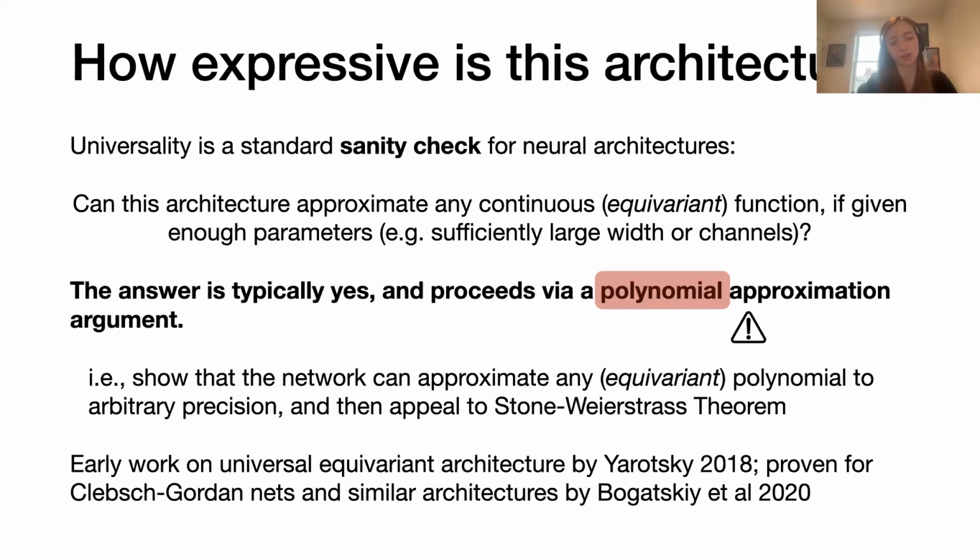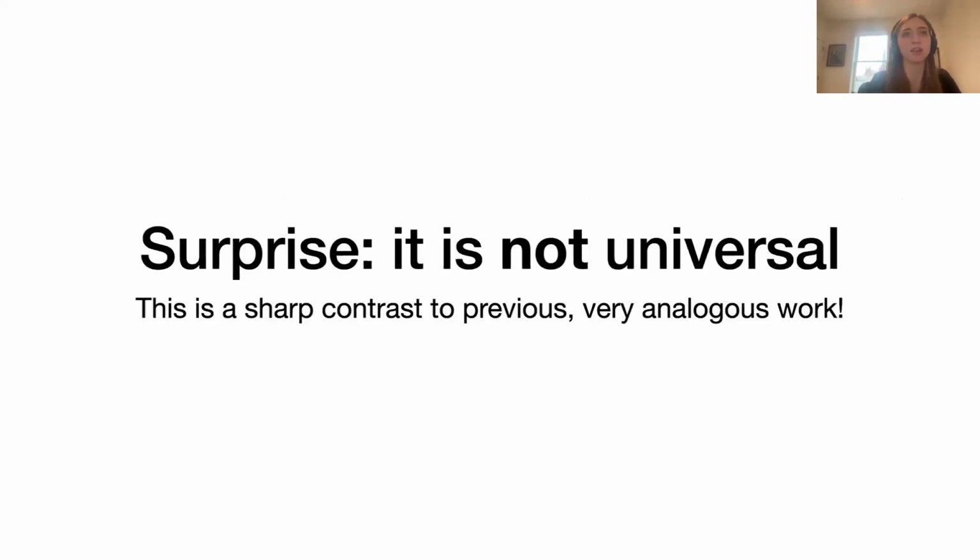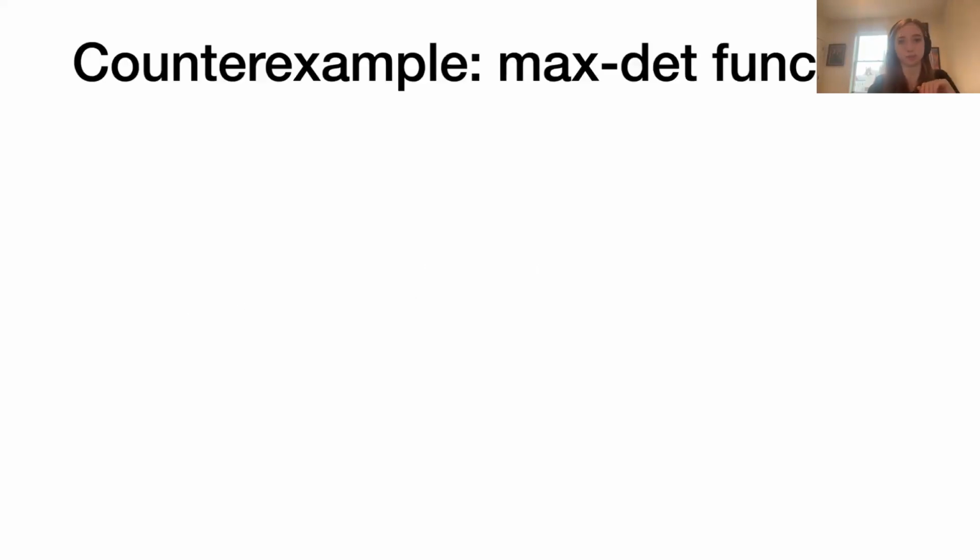So we looked at this and we thought, okay, surely our thing is universal. And we thought this for a while until we realized it actually wasn't. And this is a sort of surprising contrast to all of this previous extremely analogous work that basically does the same thing for SL2C and other non-compact groups. And let me tell you the way that it's not universal now.